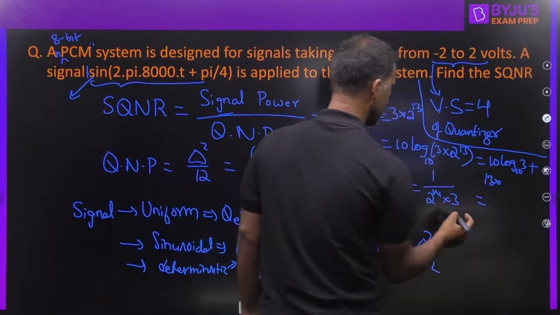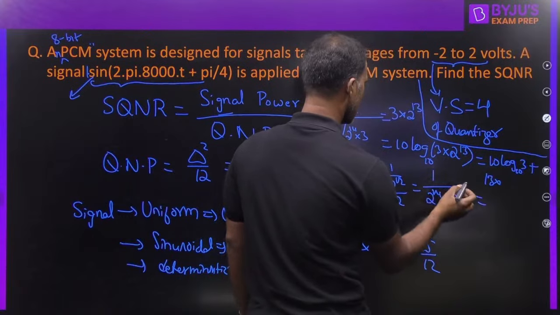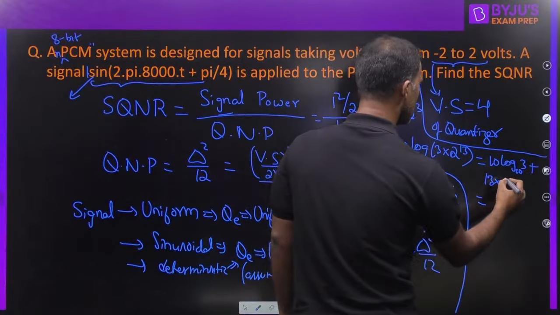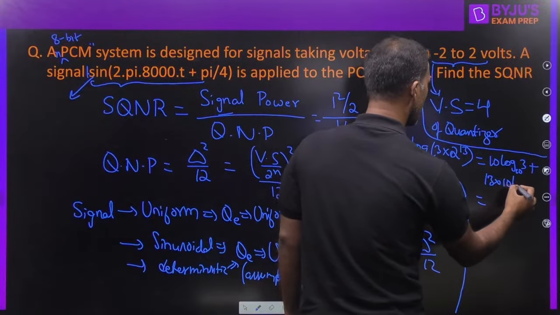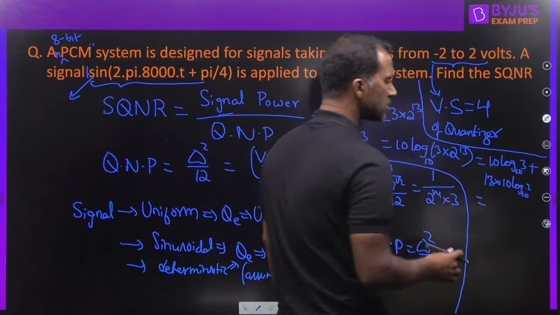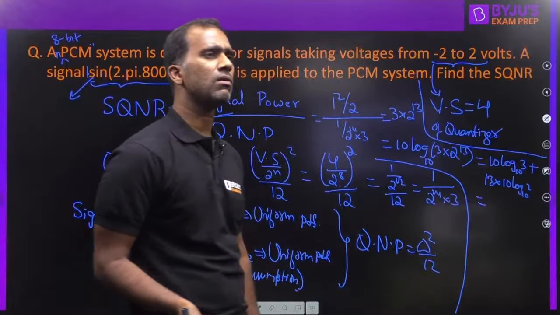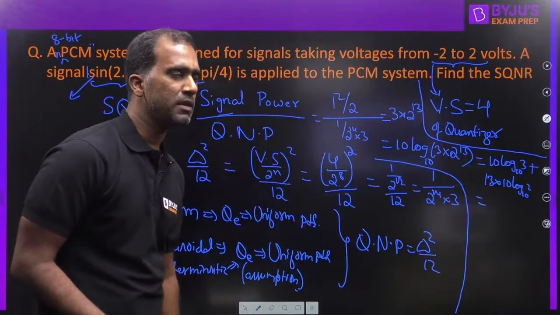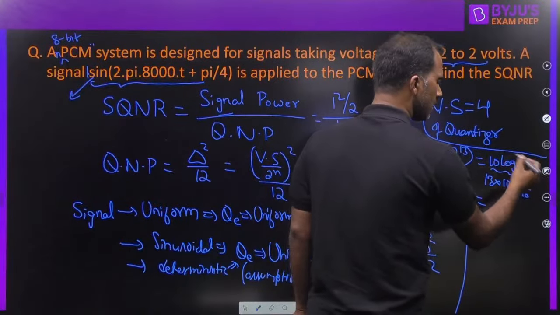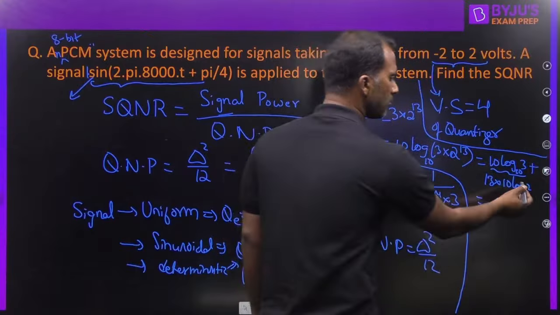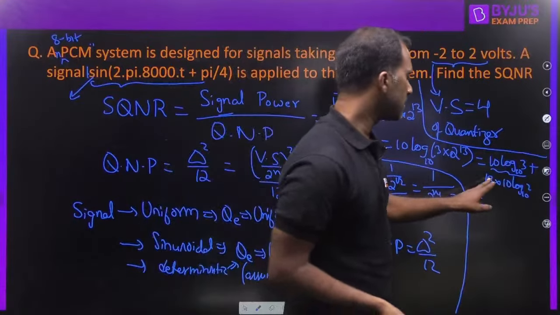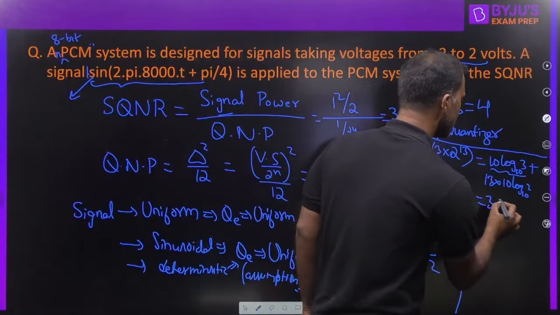13. This 13 is coming here, into 10 log 2 to the base 10. So 10 log 3 to the base 10 is somewhere around, 10 log 4 is 6 dB, so it is somewhere close to 4.5 or 5 dB, approximately 4 to 5 dB. And how about this one? 10 log 2 to the base 10, we know it is 3 dB.